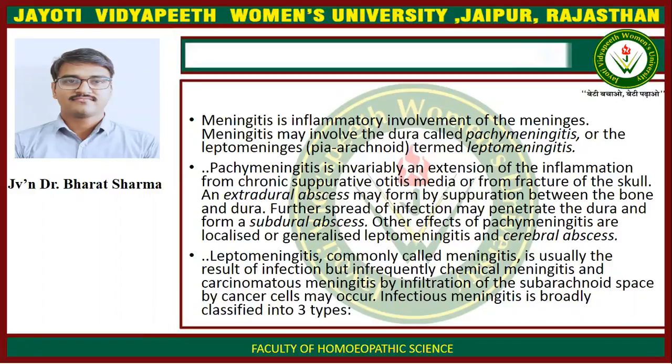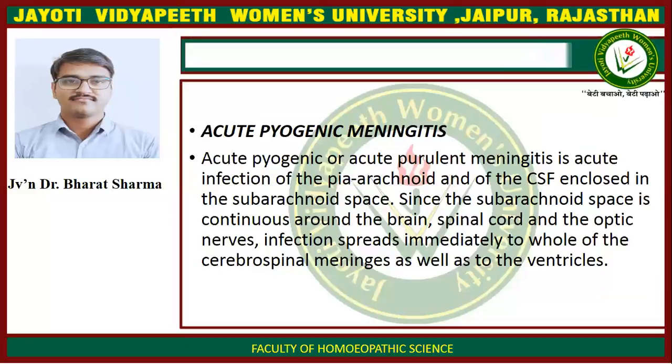Leptomeningitis, commonly called meningitis, is usually the result of infection, but infrequently chemical meningitis and carcinomatous meningitis, by infiltration of the subarachnoid space by cancer cells, may occur. Infectious meningitis is broadly classified into three types. First is acute pyogenic meningitis.